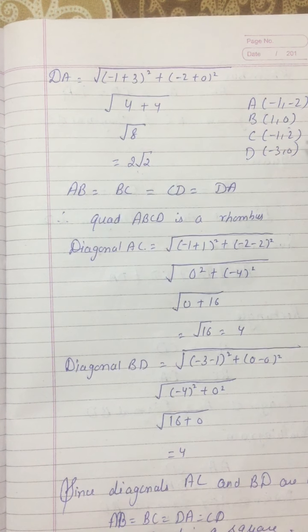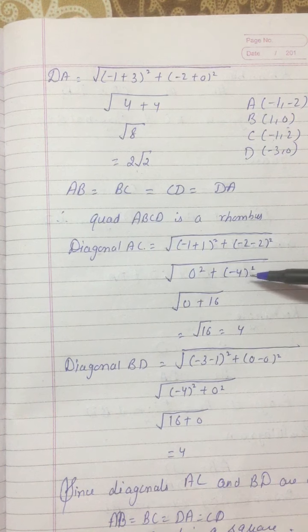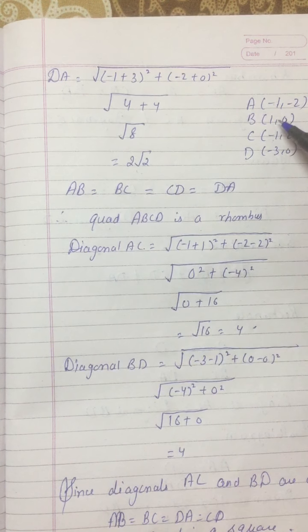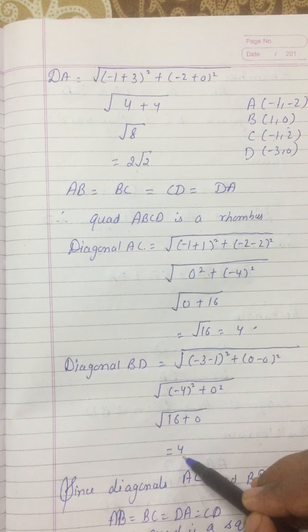What will be that? AC, A and C, this and this. Minus 1 plus 1 whole square, minus 2 whole square, 4 square, 16, that is 4. Similarly, I am going to calculate BD also. Now after calculating BD, it is 4.